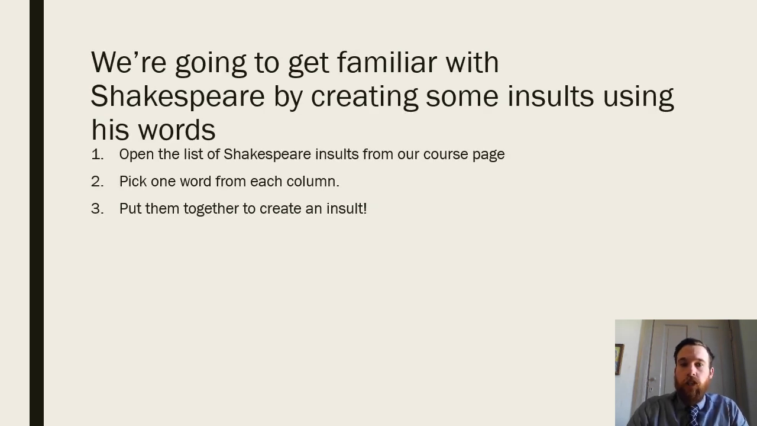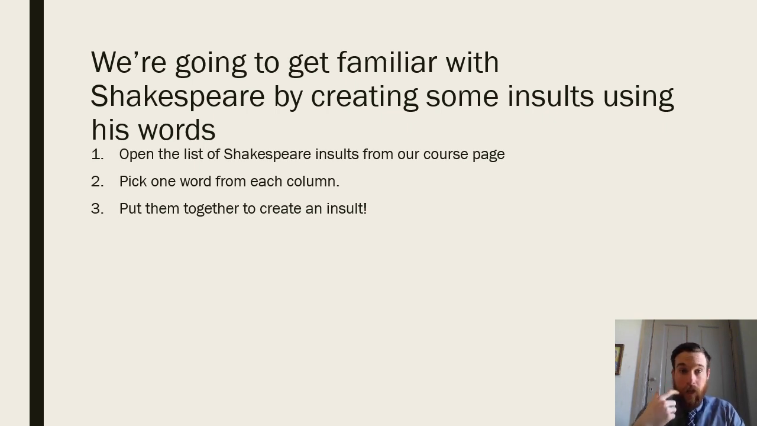So what we're going to do, this will be our first foray into Shakespeare's language. We're going to play around with some of his words and create some Shakespeare insults. So also on our course page, there is a document that is a Shakespearean insult kit. It's just a list of different Shakespearean words that you can use for this. And they're kind of separated into 3 columns based on different parts of speech. So if you're able to take one from each column, it'll form a sentence.